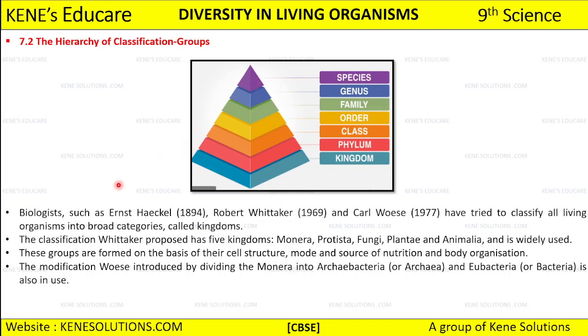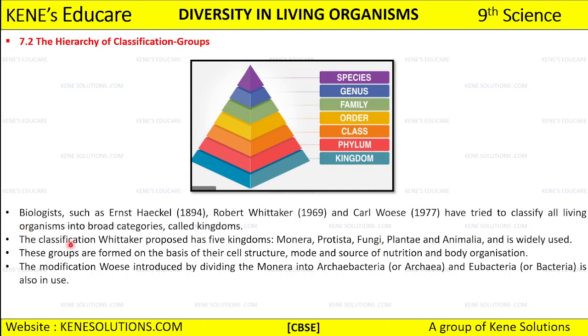Here, who was working on this hierarchy of classification? We have biologists such as Ernest Haeckel in the year 1894, Robert Whittaker in the year 1969, and Carl Woese in the year 1977. All three of them were trying to classify all living organisms into broad categories, and they called those categories kingdoms.